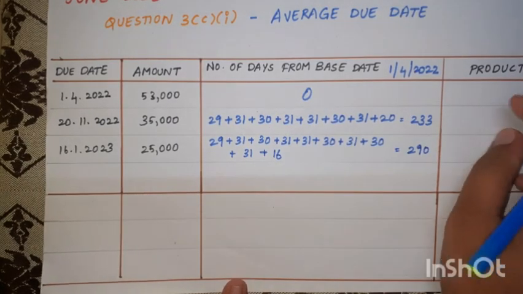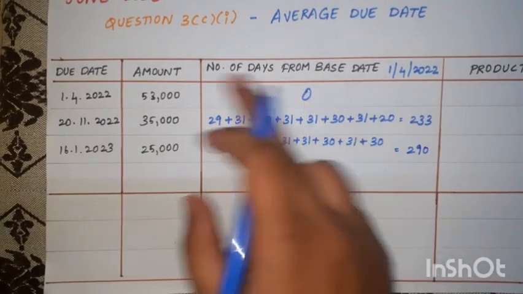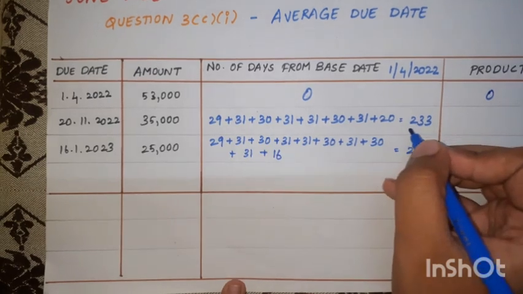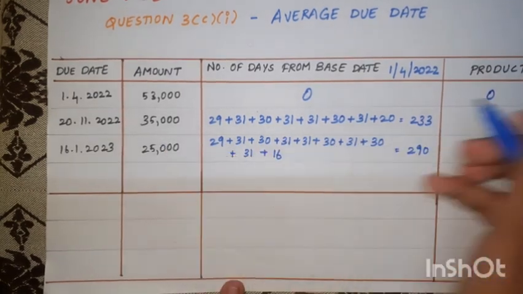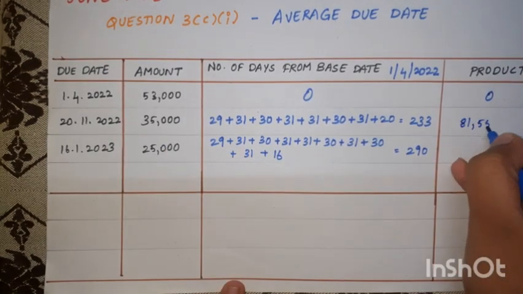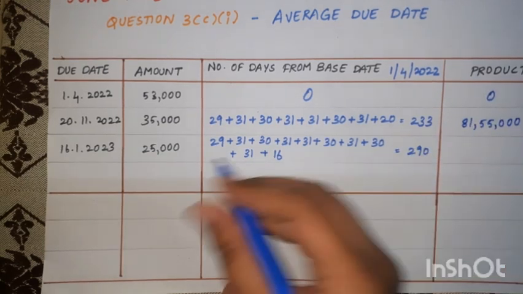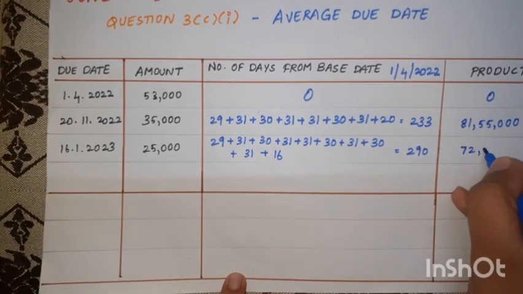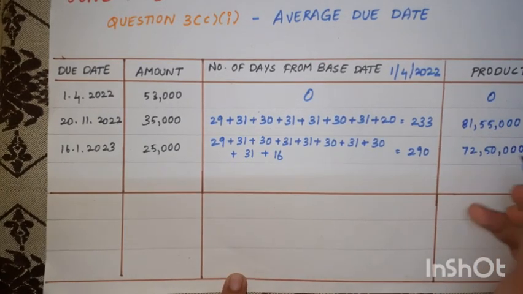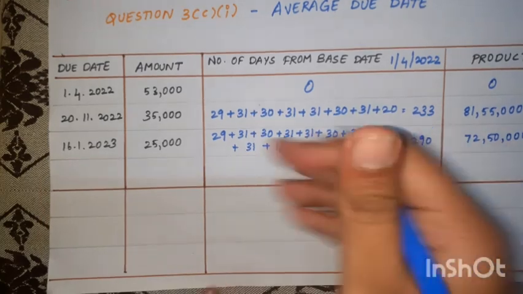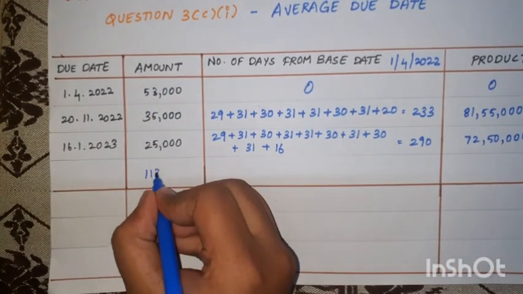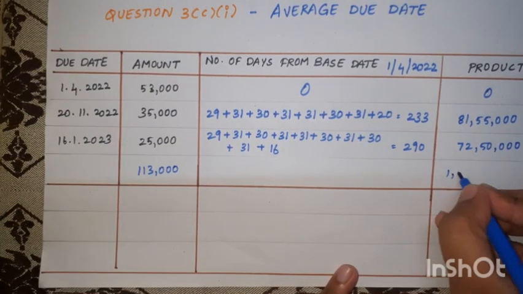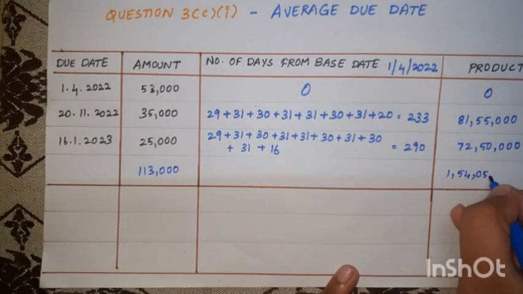And then in the fourth column, the product column, we have to multiply the number of days and the amount, and write it in the product column. So for the first one, the product is 0. For the second one, 233 multiplied by 35,000, we get 81 lakh 55,000. And then for the third row, 25,000 into 290, we get 72 lakh 50,000. We have to calculate the total for both the columns. For amount, the total is 1 lakh 13,000, and for the product, the total is 1 crore 54 lakh 5,000.